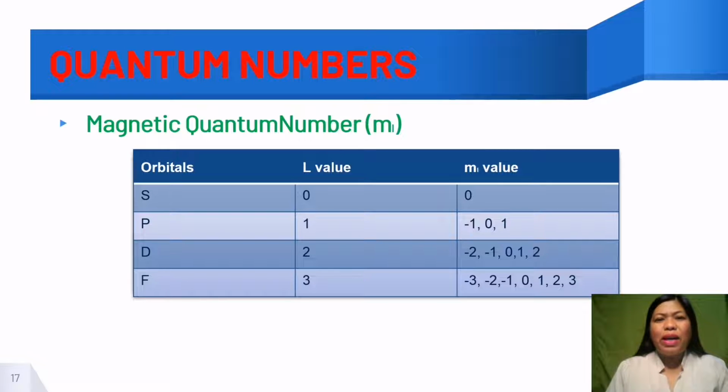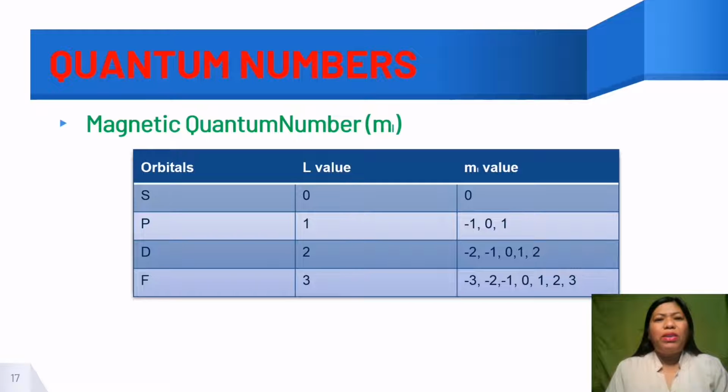Class, like what we said, its orbital has a value of angular momentum number. For example, let's find the m sub L of the p orbital because it has a value of 1. The value of m sub L of this begins at negative 1, 0, and 1. This will help us know how many orbitals of a type of energy level best describe the particular set of quantum numbers.